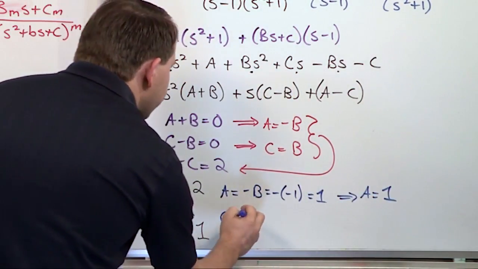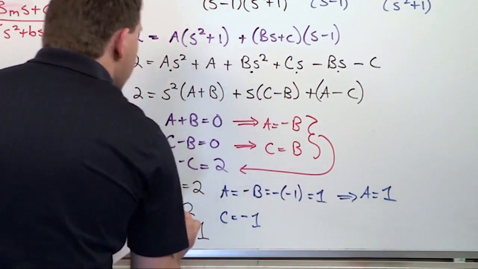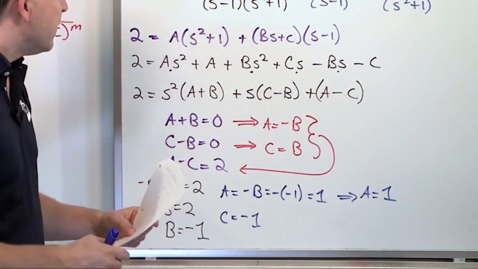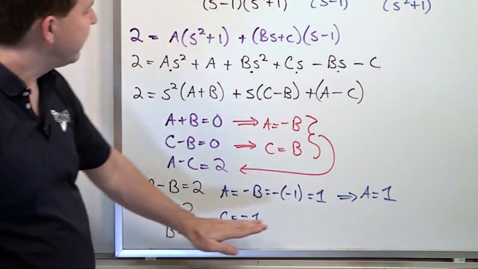And since b is negative 1, we just say it's negative 1. So now what we have is a, b, and c solved for. A is positive 1, b is negative 1, and c is also negative 1. So doing all this work gives us three constants.